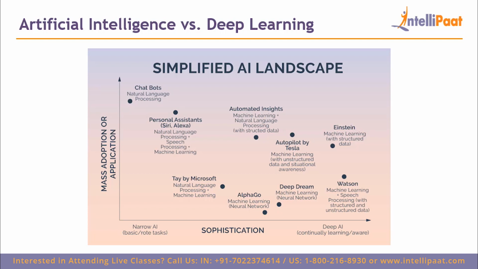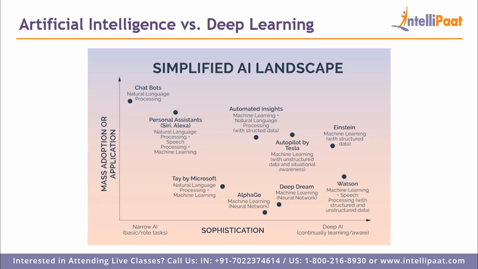Then we have Einstein. Einstein uses machine learning when it works with structured data and much more. We have IBM Watson. IBM Watson also uses machine learning, speech processing, and multiple technologies which make it extremely great, because when we talk about these sophisticated systems, we're basically talking about deep AI.